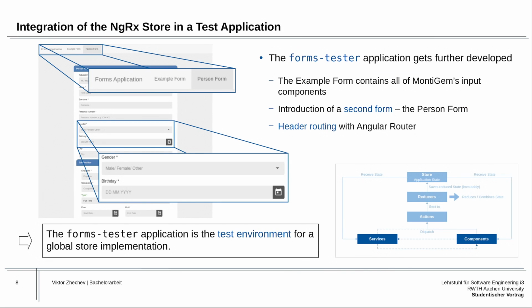For the implementation and the testing of the NgRx Store, we have decided to take an internal test application from MontiGem, which is responsible for testing the forms module in MontiGem, and expand on it. This application represents a form built with all of the present input components in MontiGem, and we also further developed this application by adding another page with another form to it, and also a navigation between the two pages with the help of a header, so that we can switch back and forth between them.